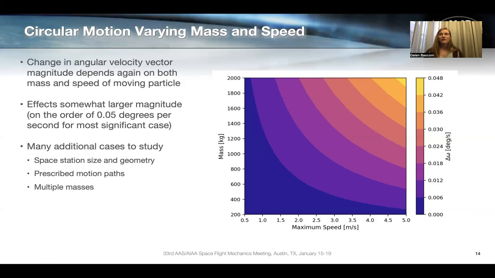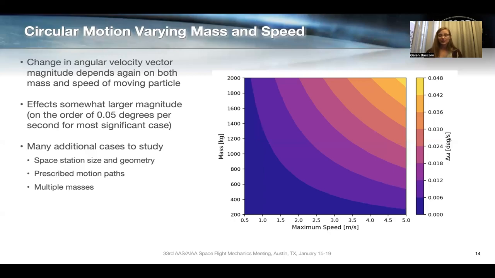So there's a lot of further work that we want to do here, lots of different additional cases to study. We want to look at different space station sizes and geometries and see what varying those parameters does. We want to look at more complicated motion paths and maybe chain some of these motions together so that you have some linear, some circular motions, maybe just more complex shapes in general.